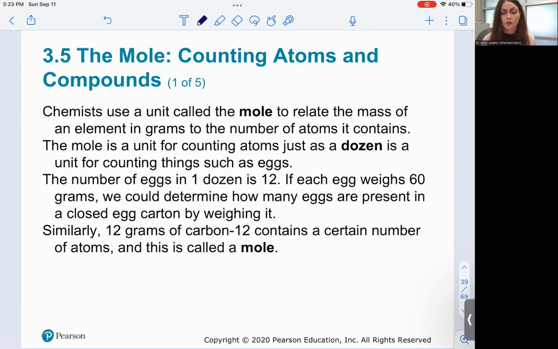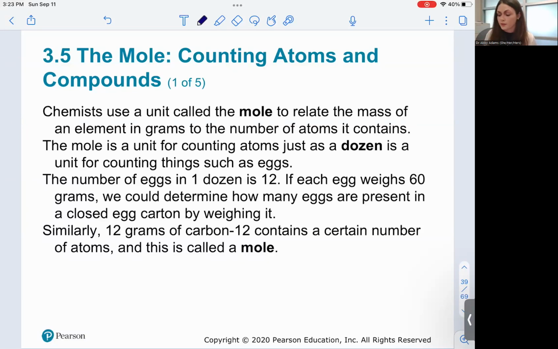So the number of eggs in one dozen is 12. But if each egg weighs 60 grams, we could determine how many eggs are present in that carton by closing the carton and weighing it, right? If we know how much one egg weighs. So you can do this similarly for the elements on the periodic table.